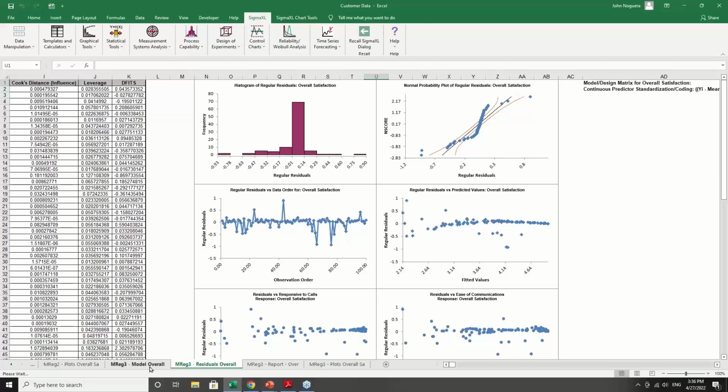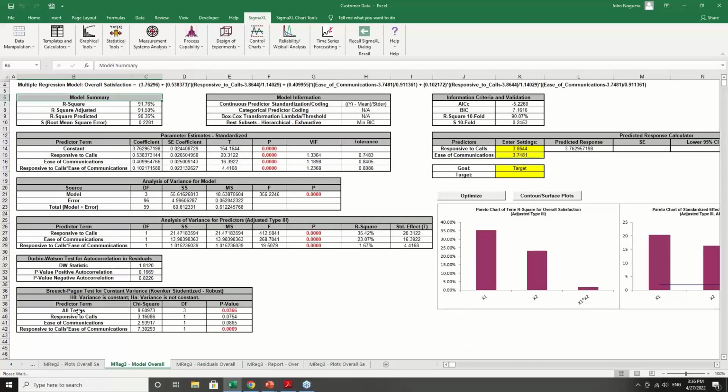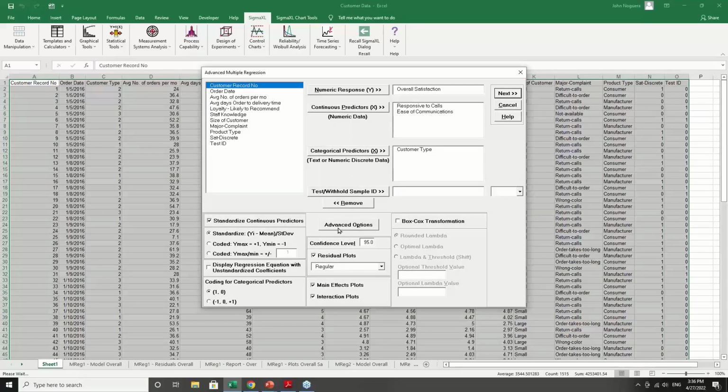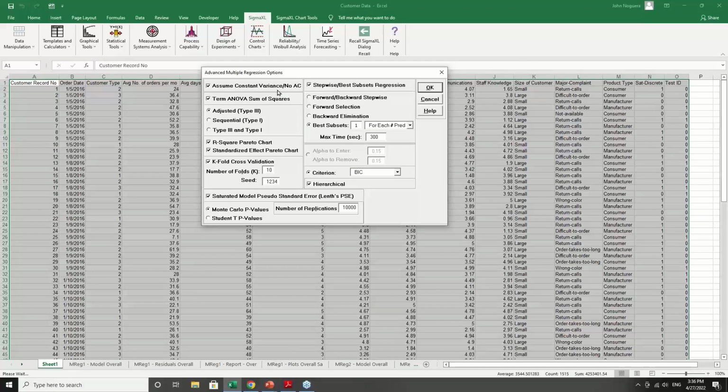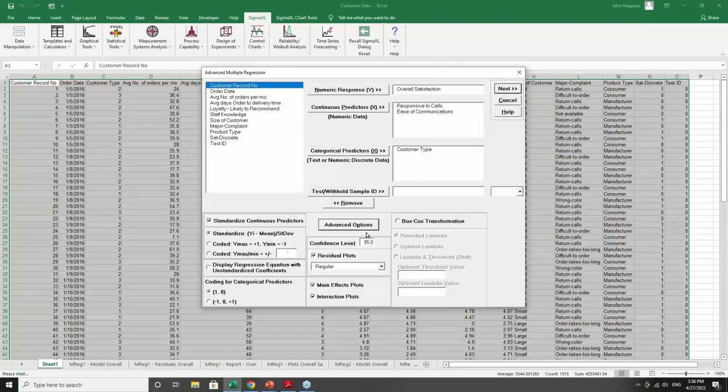All right, and if we look at the model overall, we also see the Breusch-Pagan test shows that there is some non-constant variance. So the two things we can do, one is either to run White robust standard errors, and that would be to uncheck this assume constant variance. I'm not going to do that here, but what I am going to do is go with the Box-Cox transformation. So the Box-Cox transformation will solve for the lambda that normalizes the residuals, and in so doing, often addresses the issue of non-constant variance.